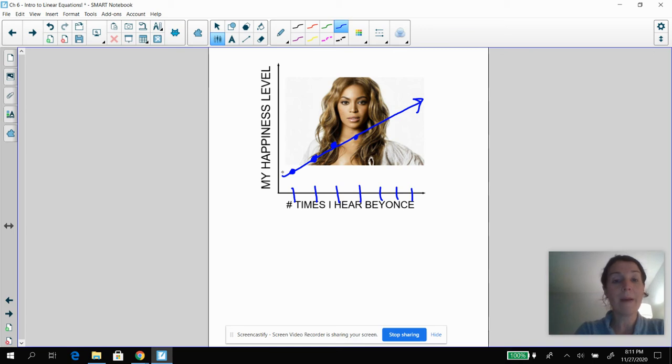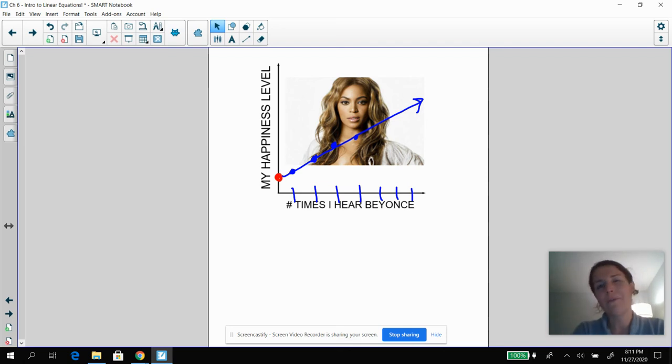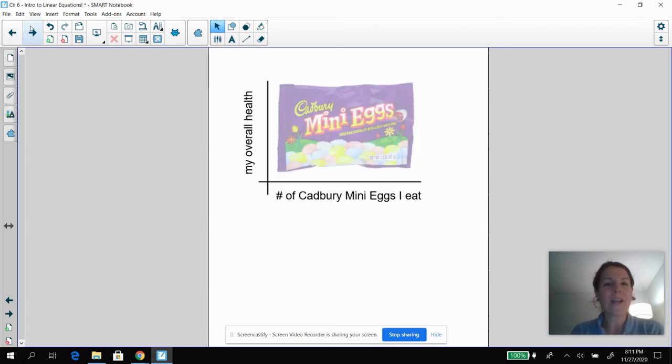Now, notice though that my happiness level did not start way down here, because that would mean that I have zero happiness when I've heard Beyonce 0 times. And that's not actually true. I'm a pretty happy person normally, even if I don't hear Beyonce. Sorry, Beyonce. So right here is where my graph would start, right? I'm a pretty happy person. If I hear Beyonce, I just get happier. Okay, cool. All right, let's look at the next one.